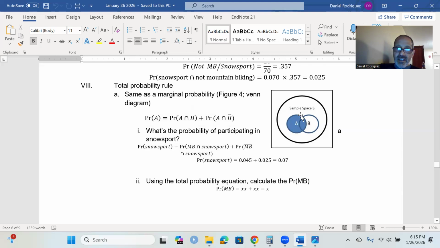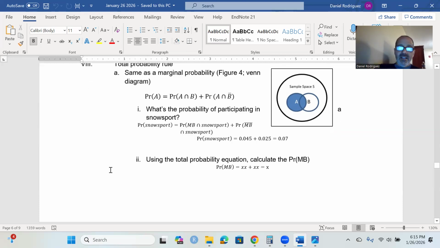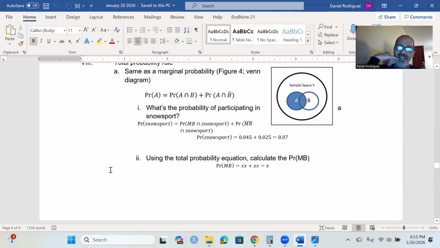So if we look at this Venn diagram, we see A is this blue circle. So you have this part of A that occurs by itself without B. That's the probability of A intersection with not B. That's this little area here to the left, plus the probability of A intersection B. That's this little area here where they intersect. That's just the total probability of A. Sounds kind of stupid, doesn't it? But it's not. We need it for the denominator of our Bayes' equation.